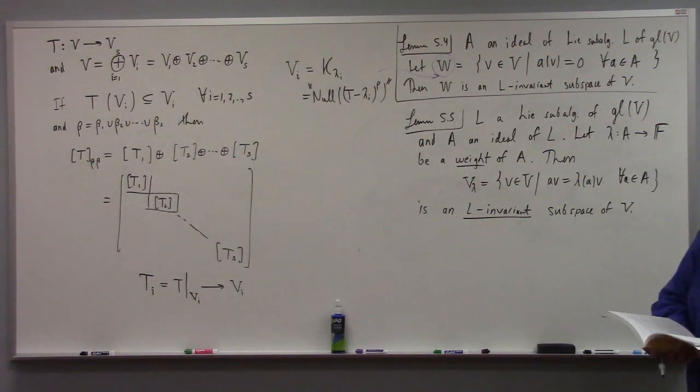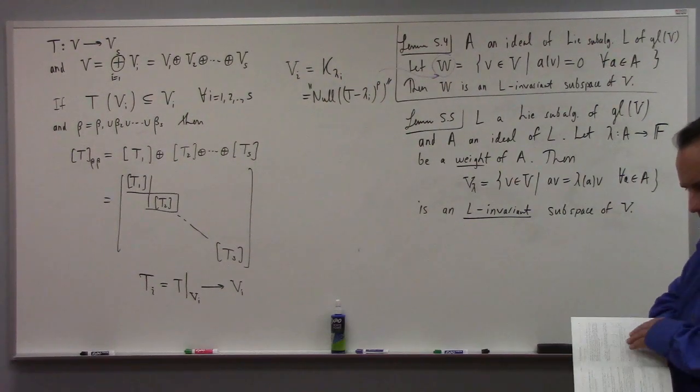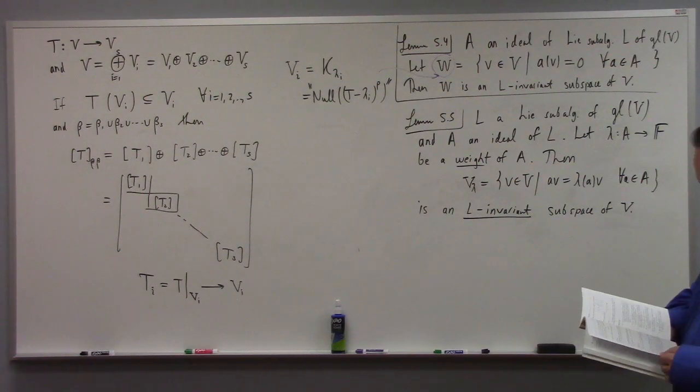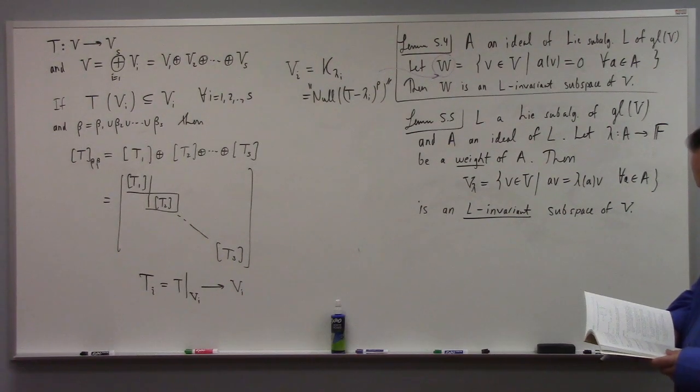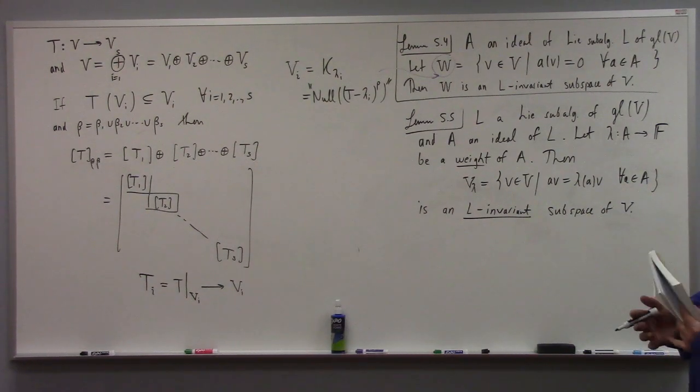But going back to the definition of weight. We have lambda, which is a mapping from the subalgebra to the field. And so we're taking all possible mappings and calling that a subspace.